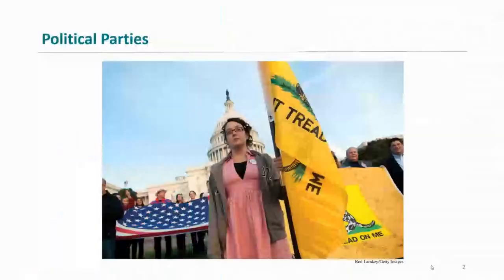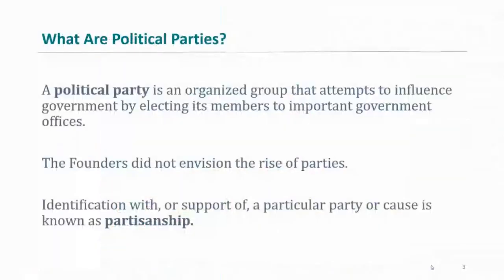All right, so first, of course, we're going to define what a political party is. A political party is an organized group that attempts to influence government by electing its members to important government offices, all right? So political parties are an interesting group because, as we've talked a little bit before, one of the major strategies that Americans use, and not just Americans, but politically minded people all over the world, is to gather in groups. Right? You've probably heard the phrase "strength in numbers," right? This is a very popular idea, right?